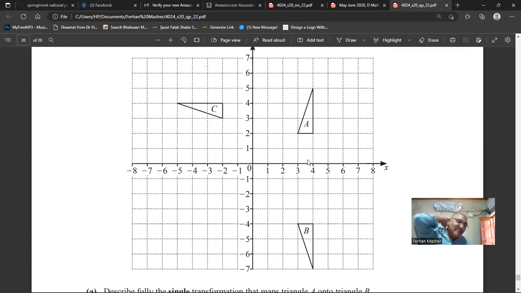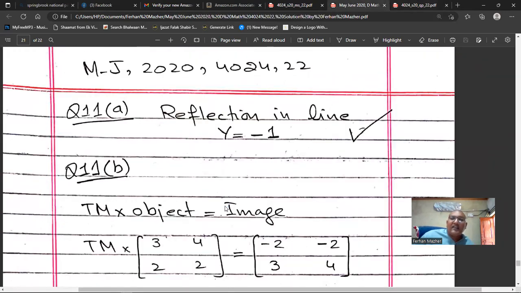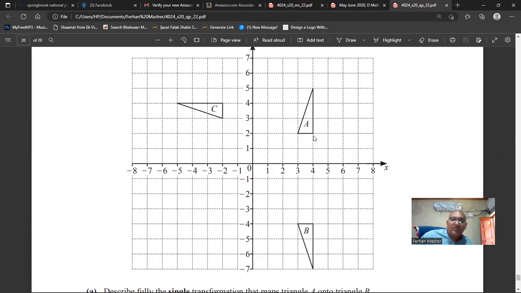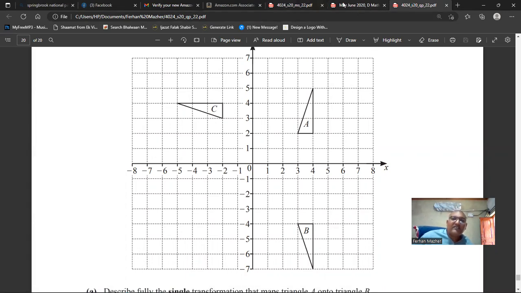And how do you find the line of the reflection? The line of the reflection is basically you join these 2 points, which are same, and you draw their perpendicular bisector. So if I join these 2 points, draw the perpendicular bisector, it will be a horizontal line here, and that will be y equals to -1. So it's a reflection in the line y equals to -1. You join the 2 points, you draw the line of perpendicular bisector. Same points in the reflection.